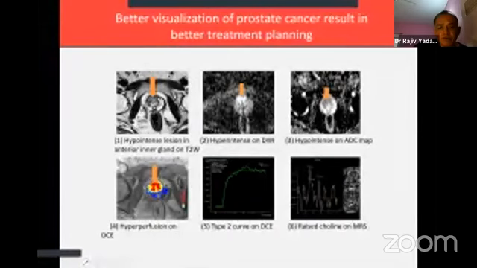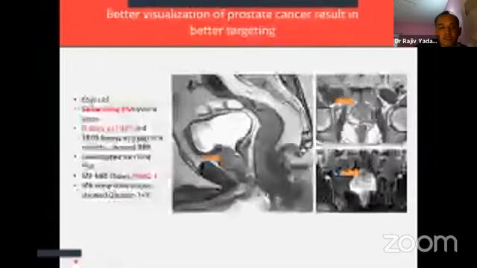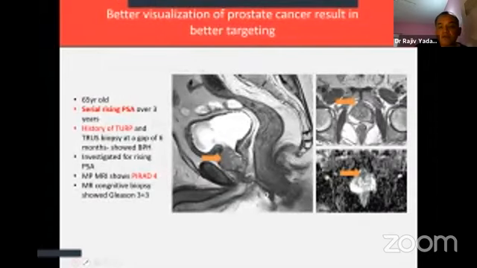Another example. Here is a 65-year-old. He had a serially rising PSA over 3 years. He himself was a doctor and was doing a PSA regularly. PSA was rising regularly over 3 years, but his rectal examination was normal. He was advised an MRI, but he didn't undergo it.